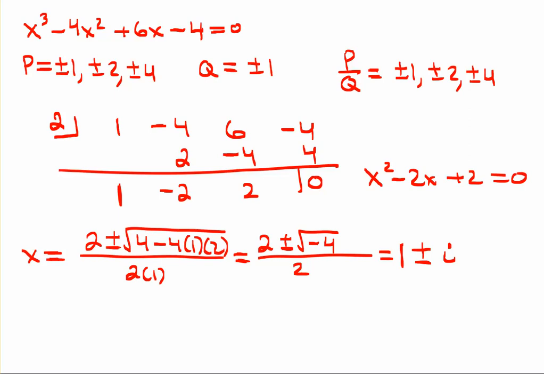Alright, then listing all the zeros that we found so far: we found 4, we found 2, and we found 1 plus or minus i. We started with a degree 4 polynomial, and we got our 4 zeros, right? We know that is it. There are no more.